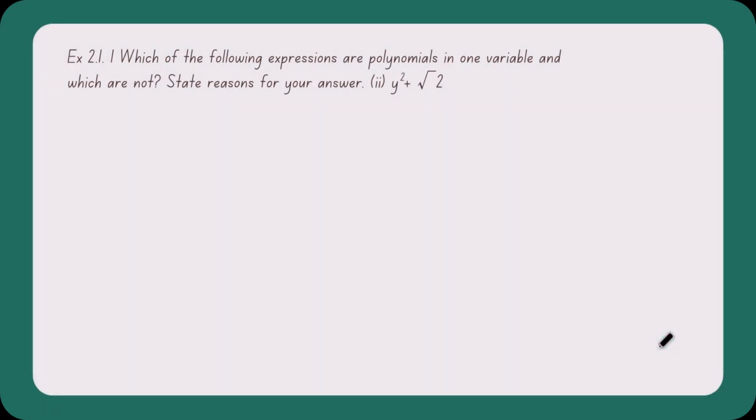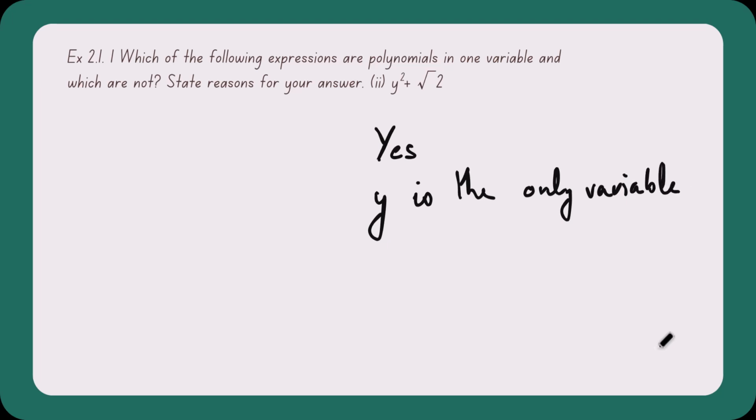What about the next one? Which of the following expressions are polynomials in one variable? Is there only one variable here? Yes, right? So your answer is yes. Second one also, yes, there is only one variable. Y is the only variable, right? So look for what they're asking, okay? It might not only be degree, it might not be coefficient. So read the question well. It is a polynomial because the degree is 2. The exponent is a whole number. Look for that as well, right?